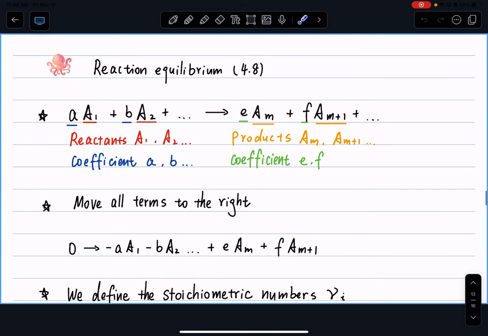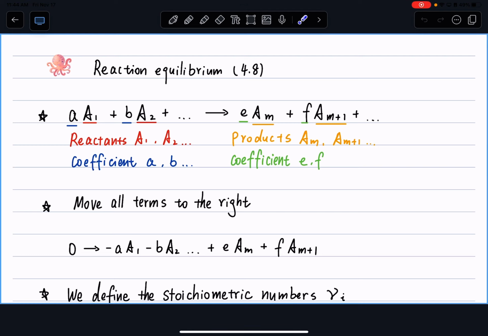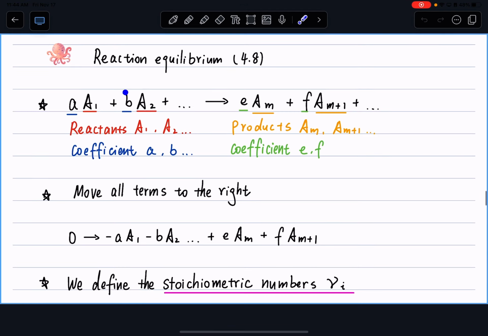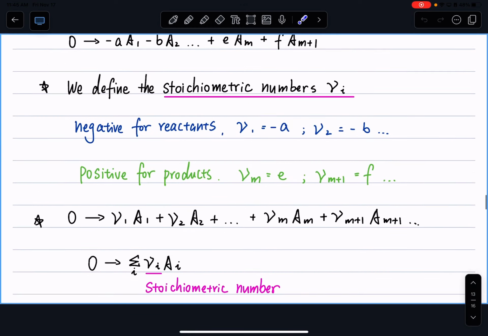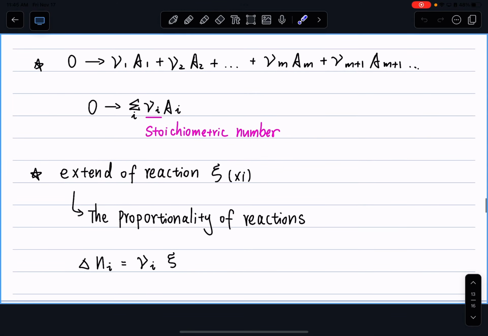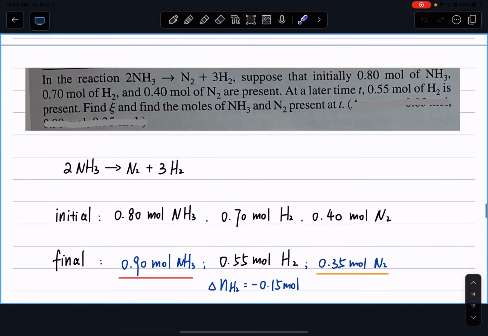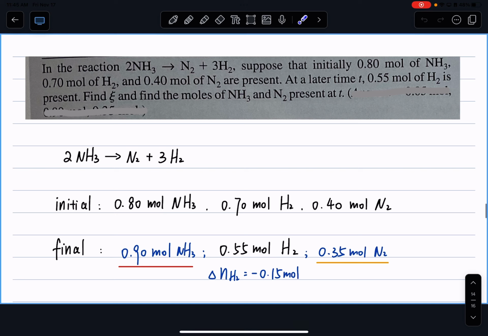We have our reaction equilibrium. So this part is pretty straightforward. You have a reaction. We now generalize that reaction to have your stoichiometric coefficient, negative for reactant, positive for product. And we define our extent of reaction ξ. So that's delta N equals your coefficient times the extent of reaction, or the proportionality of reactions. We did some examples together, but this part should feel relatively straightforward for you.